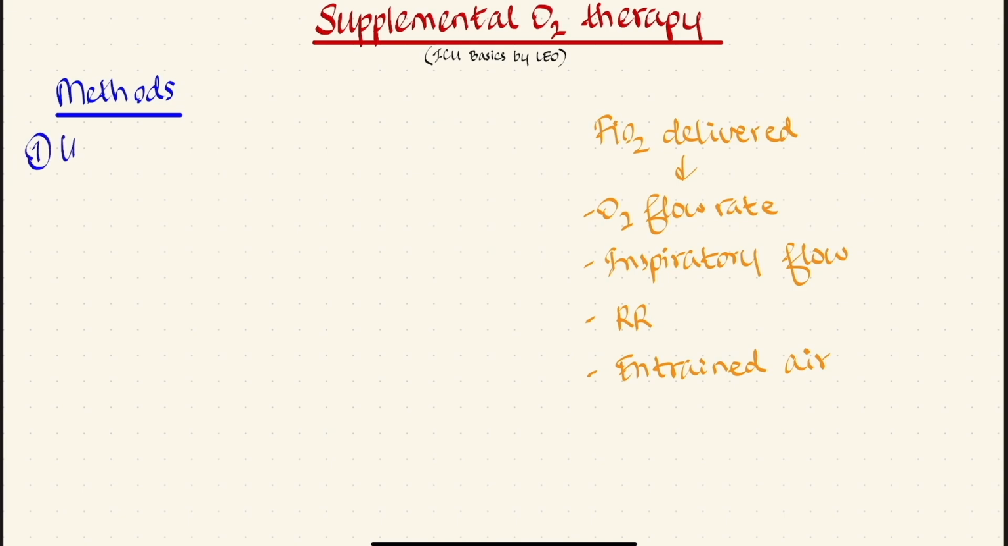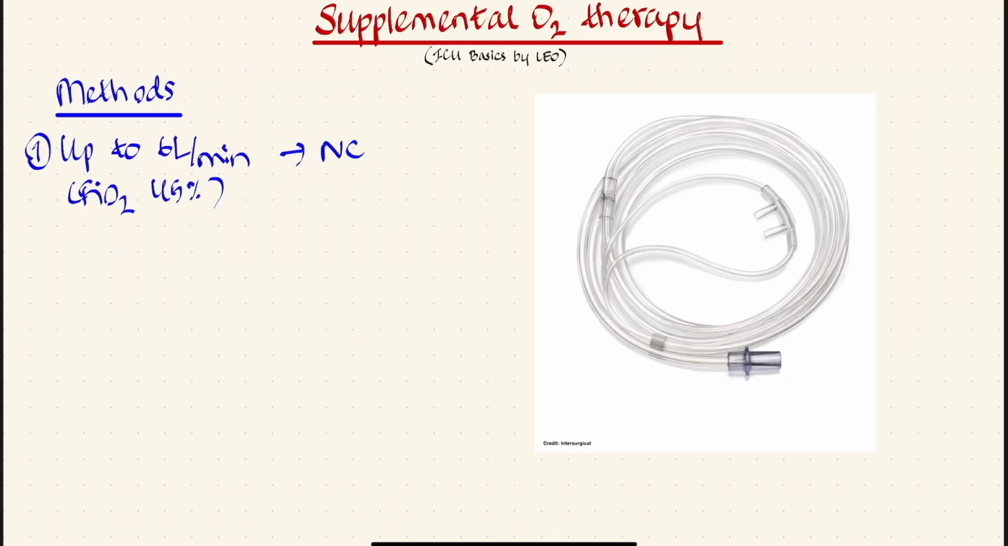For oxygen flow up to 6 liters per minute, which is FiO2 up to 45%, we can utilize nasal cannula or nasal specs. Nasal cannula uses the dead space of the nasopharynx as oxygen reservoir. Patients could tolerate it more, especially when they're eating, drinking, or speaking. The downsides are it could cause nasal drying and itchiness.